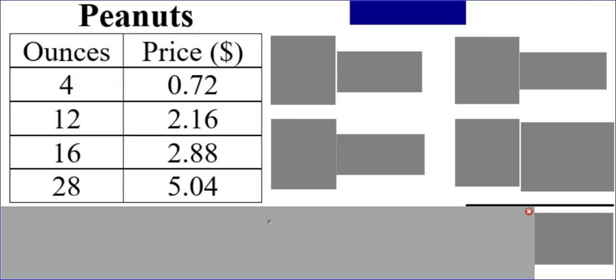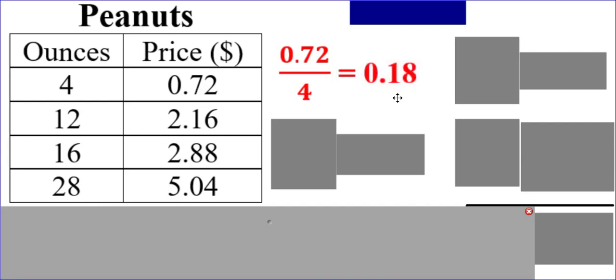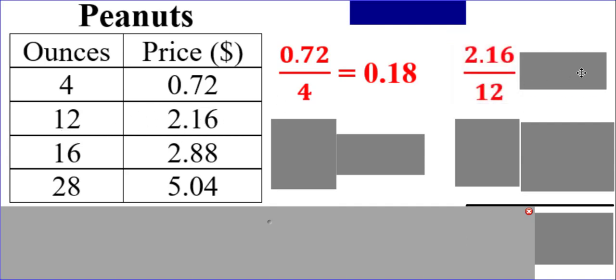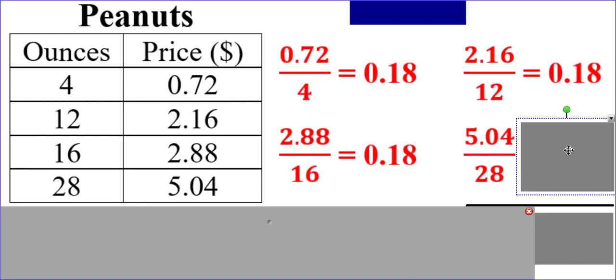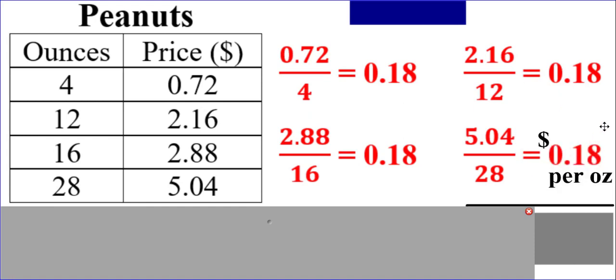Let's look at another example. Now this one has the table set up a little bit differently. No big deal. We can still find out if this is a proportional relationship by dividing the quantities given to us in the table and seeing if there is a constant ratio. So 72 cents divided by 4 ounces will give me 18 cents per ounce. Does that ratio continue to be consistent? Well, let's go to the next quantities, 216 for 12 ounces. That divides to also give me 18 cents per ounce. What about 288 divided by 16? That is also 18 cents per ounce. And $5.04 divided by 28 also gives me 18 cents per ounce.